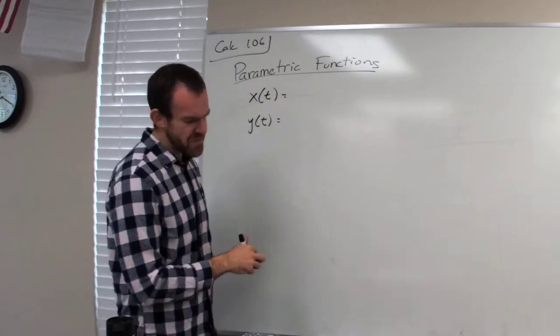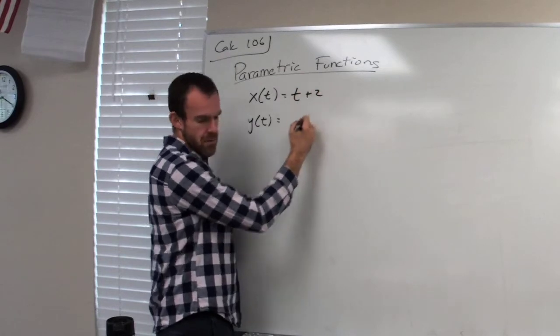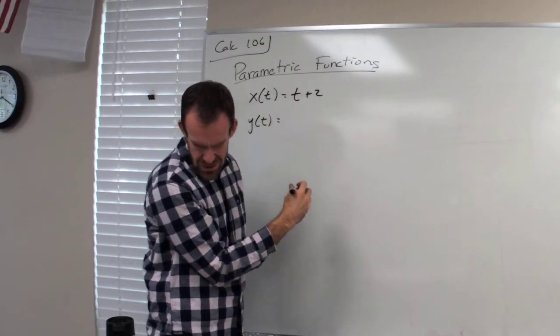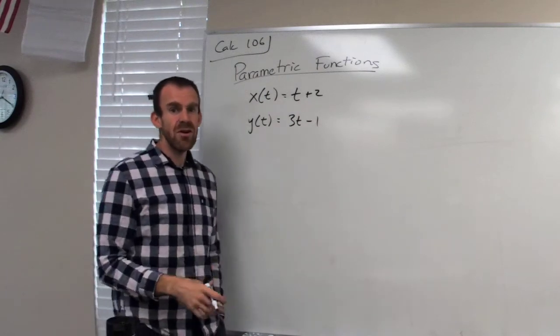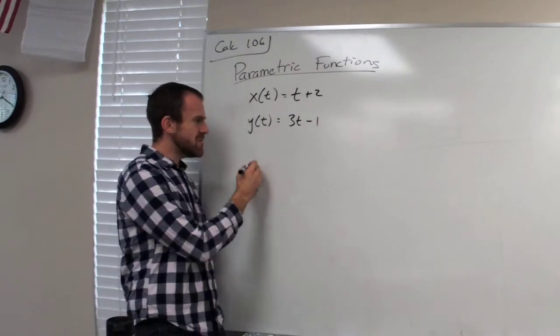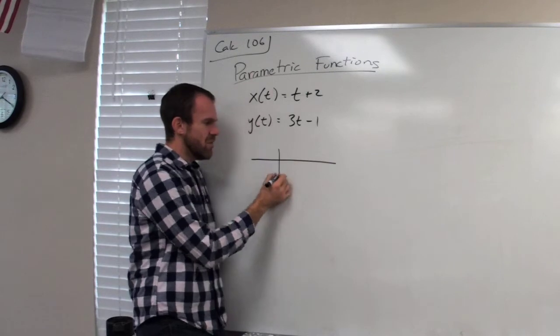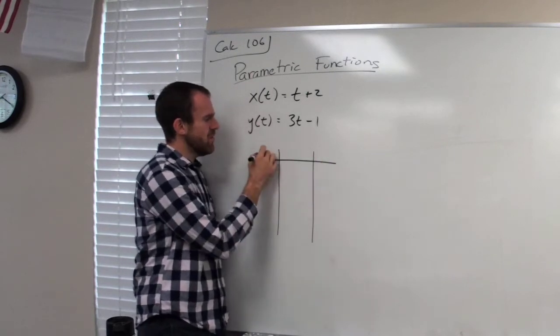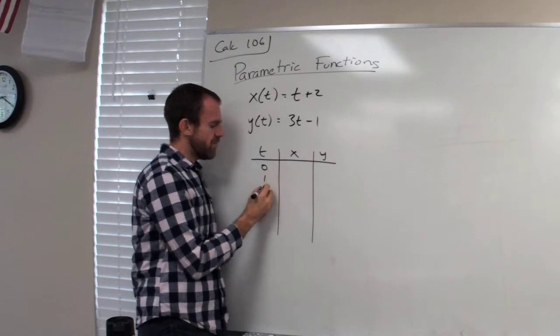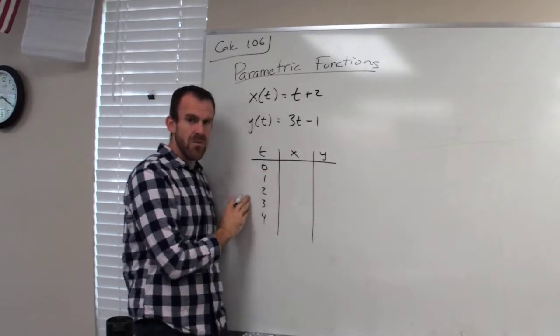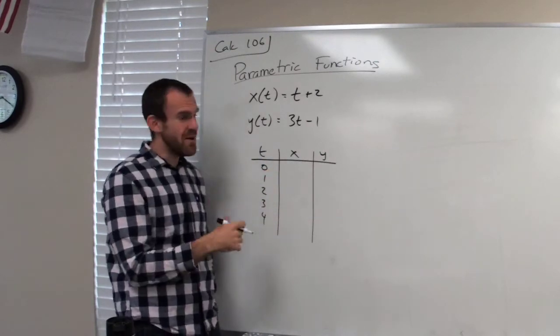So let's look at this function here. x equals t plus 2 and y equals 3t minus 1. Now, in order to graph this function, we unfortunately have to go back to the old school way of making a table. And generally, t starts at 0. So I'm going to write out a few points and then see what happens.